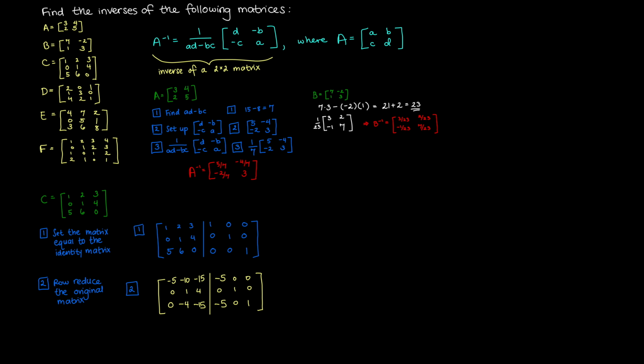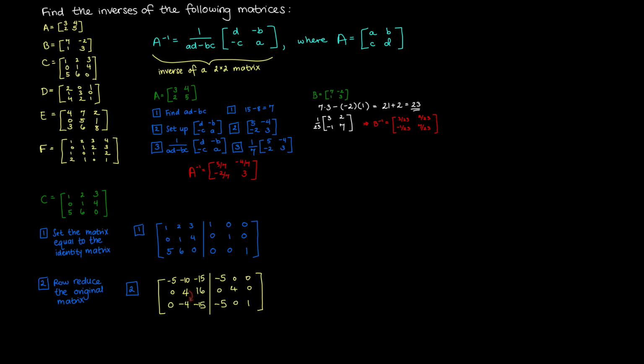1 times 4 is 4. 4 times 4 is 16. 0 times 4 is 0. That's also why I didn't bother multiplying this one here by 4, because the result is still 0. And then 1 times 4 is 4. Then we're going to add row 2 and row 3, and the result that we get will replace row 3.